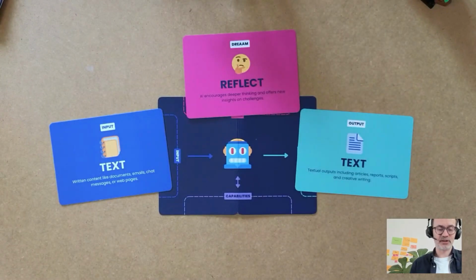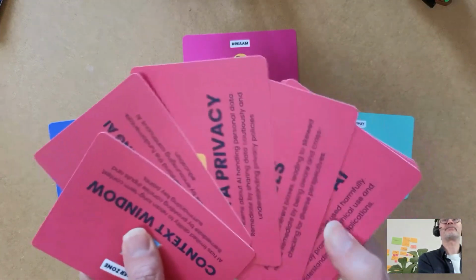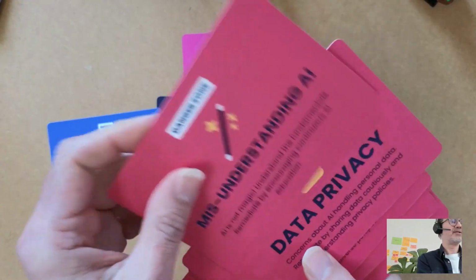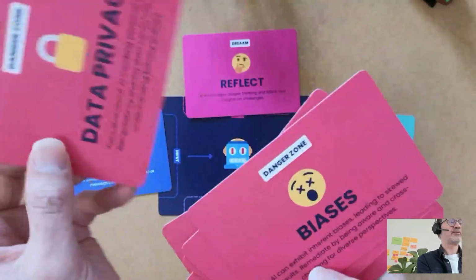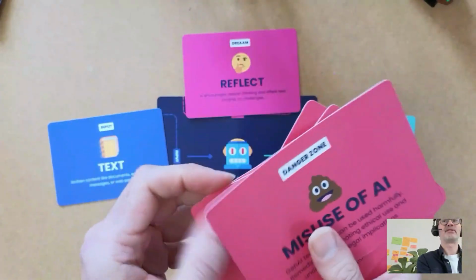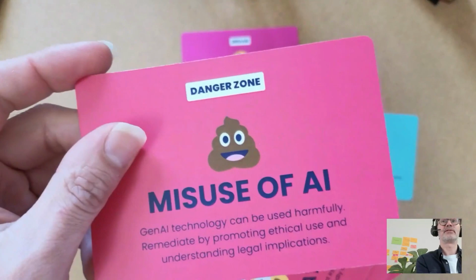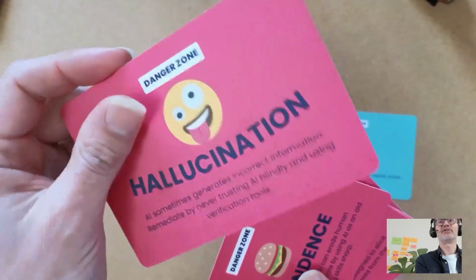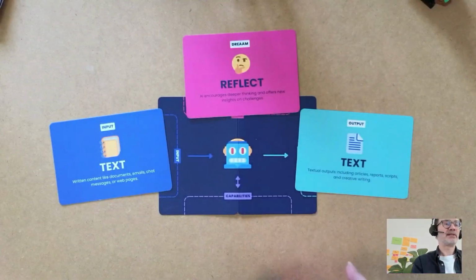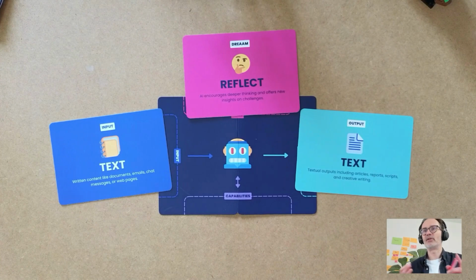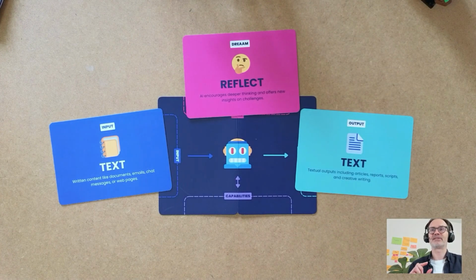And these cards, there are a lot of them, such as not understanding how it works, data privacy, biases, misuse. I like this one: hallucinations, of course. And I don't give them all at once, but sometimes I give them during my presentation. Sometimes I give them when somebody asks a question.